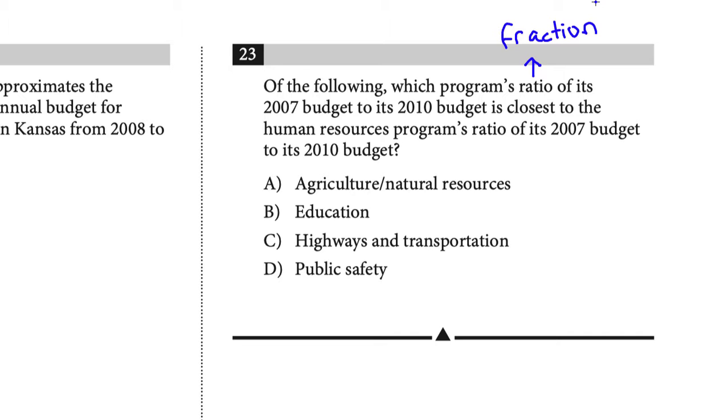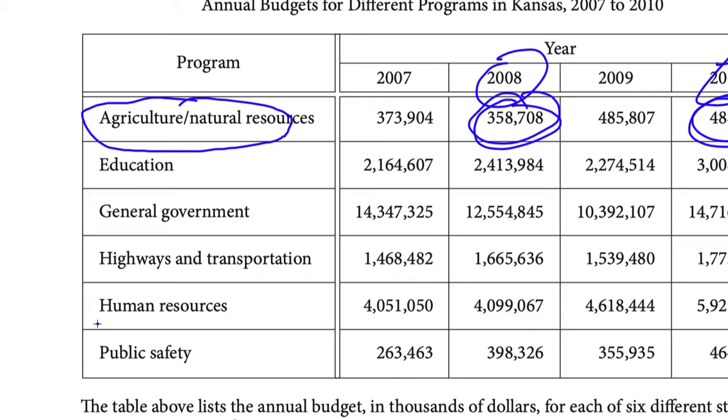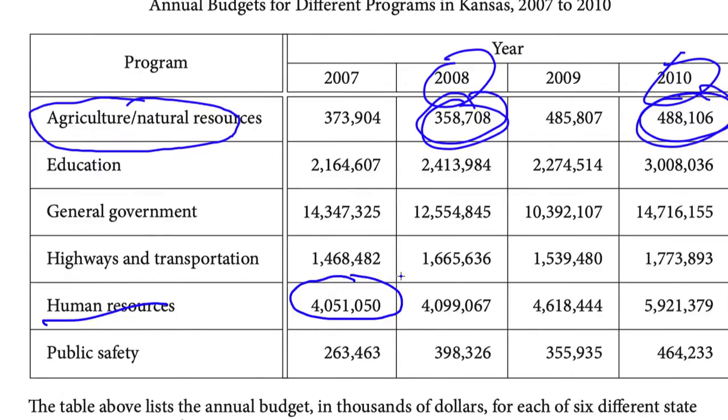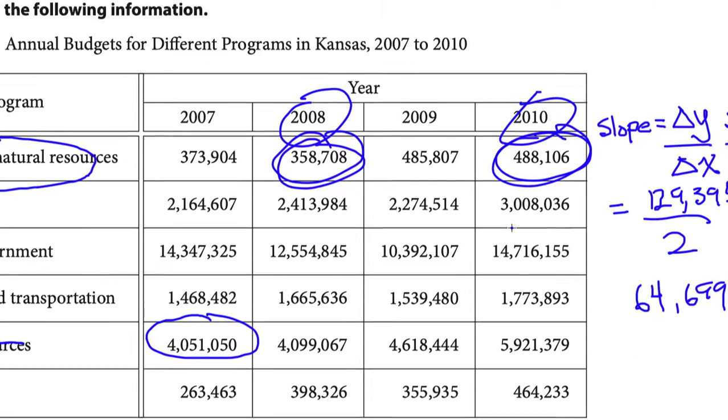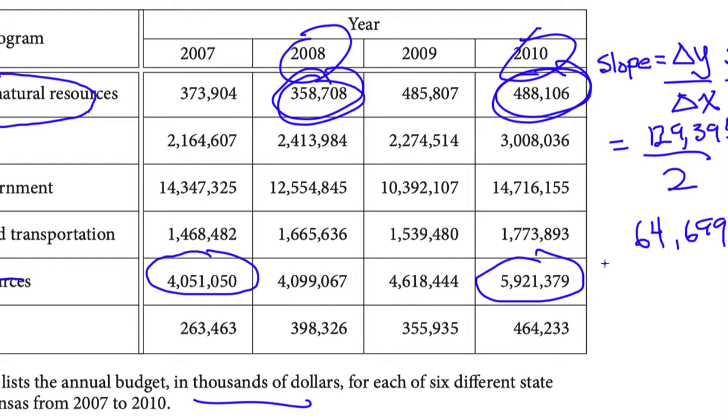Wow, that is a lot to take in. So we're looking for a fraction that is similar to the fraction of human resources. So let's go look at human resources. Human resources 2007 is right there, and then we're going to 2010. So our ratio is roughly, let's round this to 6 million and 4 million. Let's make it nice and easy. So that's 6 divided by 4, which is 3 over 2. Our fraction is 3/2.